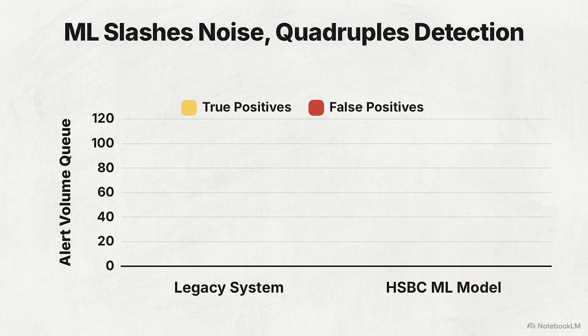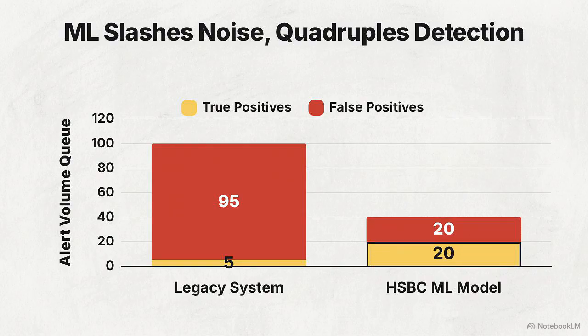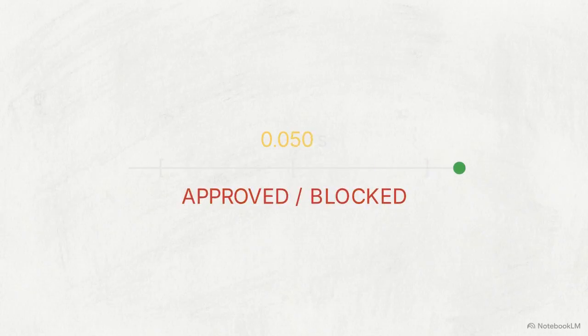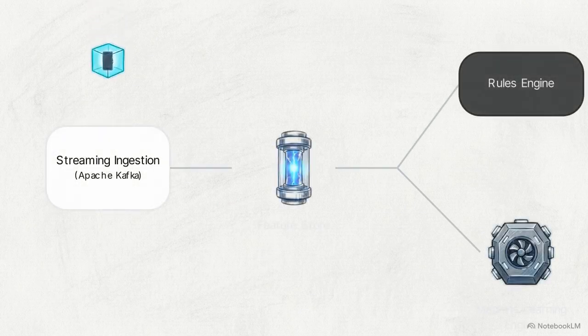This visualization compares the legacy system with the HSBC machine learning model. The left chart shows the traditional alert queue, dominated by red false positives. On the right, total alert volume drops by 60%. Instead of evaluating the transaction in isolation, the feature store instantly calculates and appends rolling historical windows, such as average daily spend and transaction velocity over the last 10 minutes.